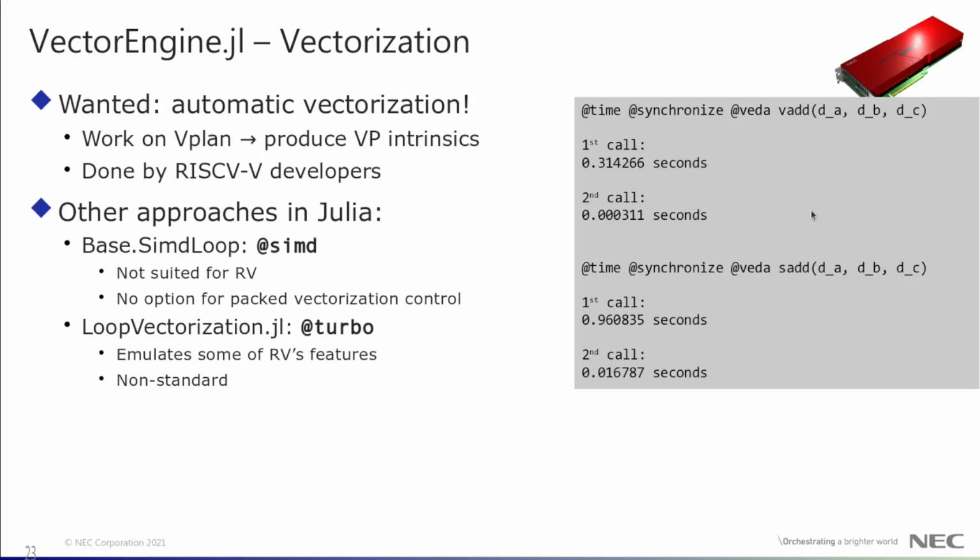On the right side, you see how to use this. And so we can vectorize the function vadd as opposed to the function sadd. Of course, in the first call to the function, we are paying the JIT penalty. So the call takes long, the second call takes short time for the vectorized code. And this is a scalar add without the vectorized annotation. This also takes long in the first call and takes longer than the vectorized version in the second call.